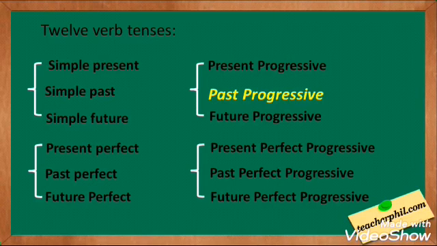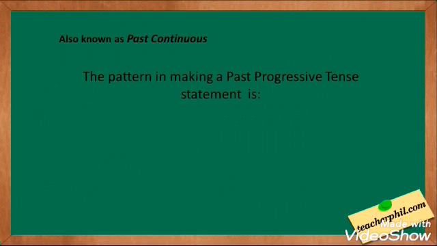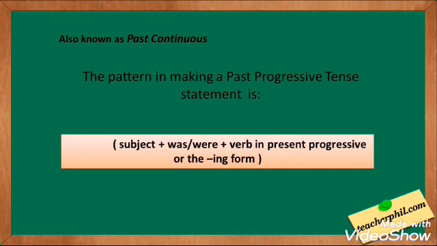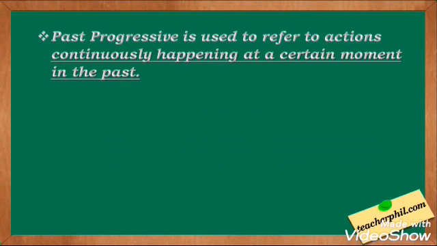Hello everybody, today our grammar lesson is about the past progressive tense, or the past continuous tense. It's known as the past continuous tense. What is the pattern in making a past progressive tense? We have to put a statement like that: subject plus was or were plus verb plus ing.